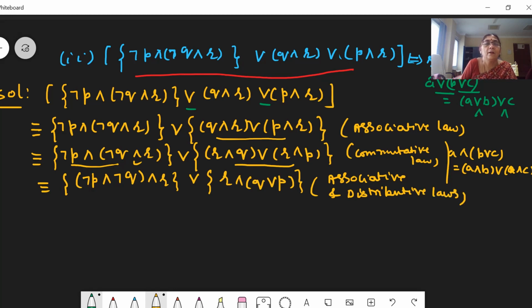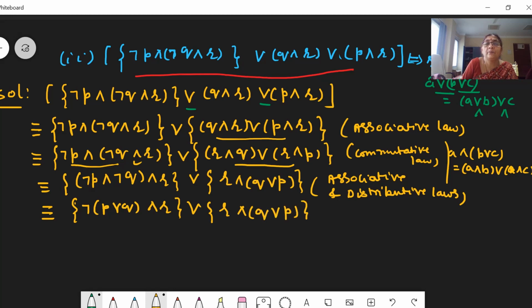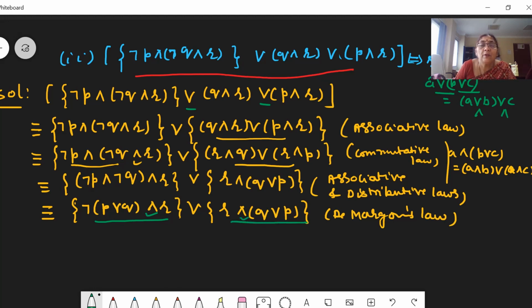Okay, fine. In the next step, now from De Morgan's law, this can be written as negation of P disjunction with Q, conjunction of R, disjunction of R, conjunction with Q, disjunction with P. From which law? De Morgan's law. Now observe here. Now further I go for distributive law again. Why? Because now observe carefully, inside the flower bracket they have a conjunction in both the cases. Both are connected with disjunction.